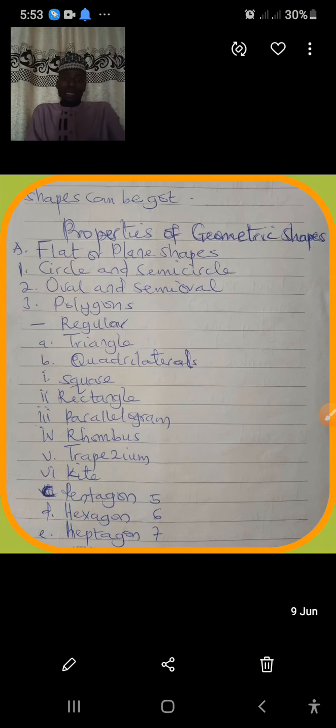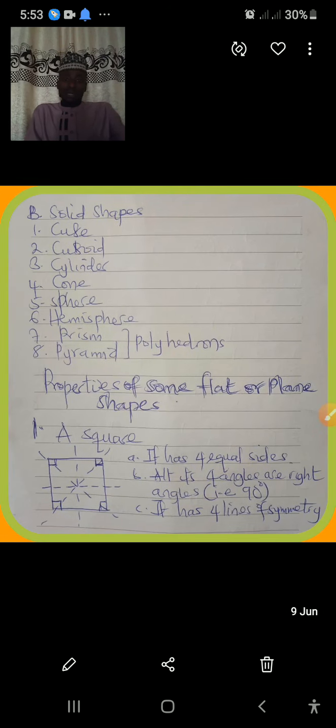So we move to what we call solid shapes. We have cube, we have cuboid, cylinder, cone, sphere, hemisphere, prism, pyramid. Prism and pyramid are called polyhedrons. Why are they called polyhedron? Because they have plenty of faces. You will see them later.